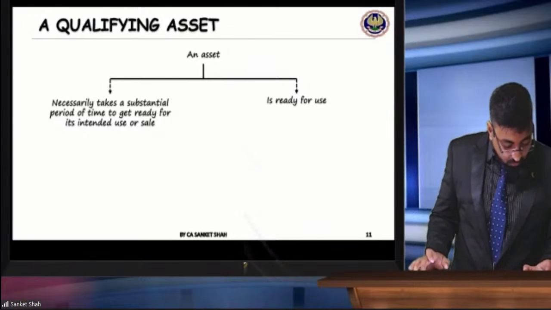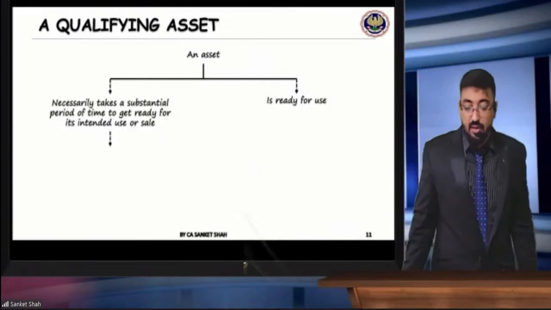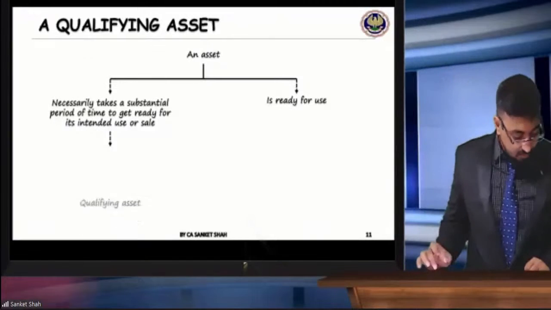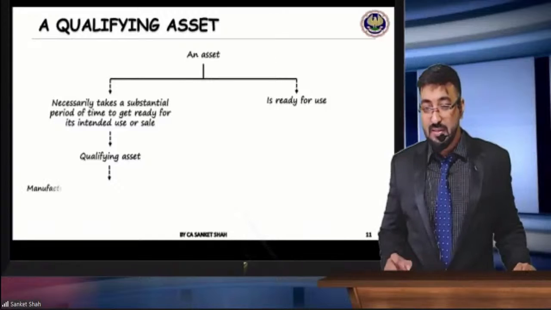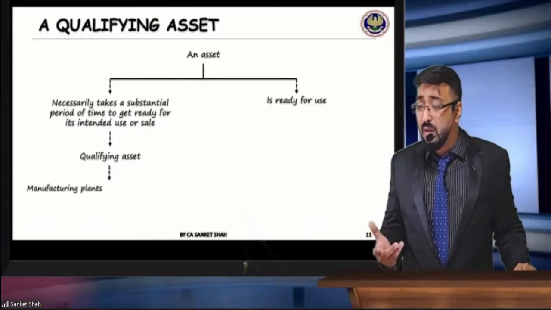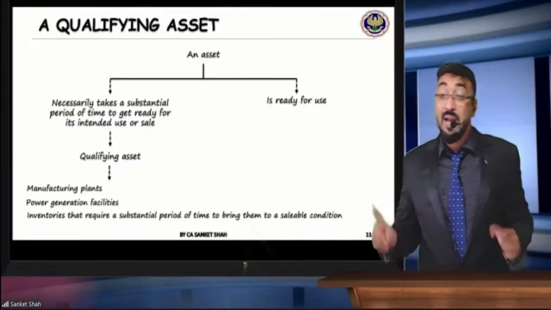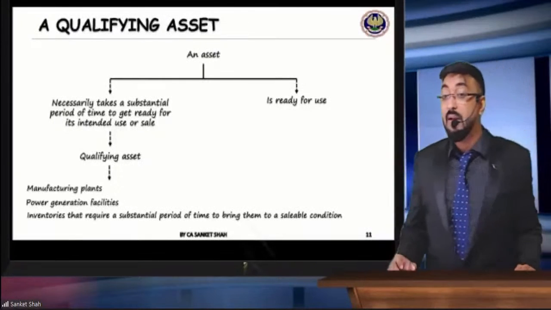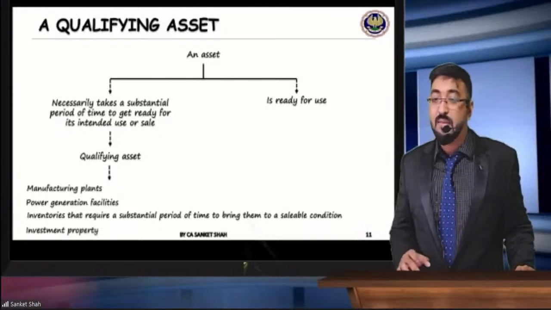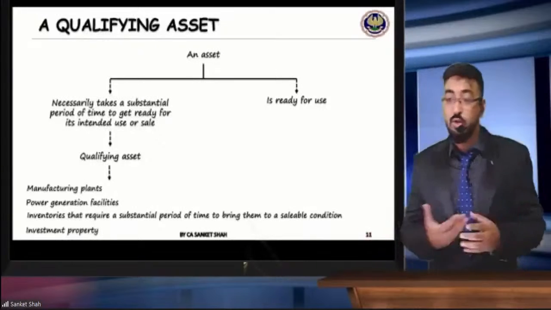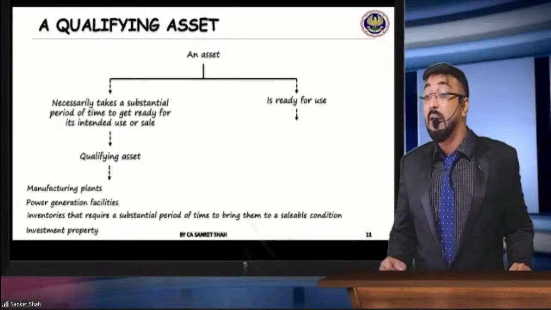Yes, beta Janki, now you are correct. An asset that necessarily takes a substantial time to get ready for its intended use is known as a qualifying asset. Examples of this: manufacturing plants, power generation facilities, and inventory, like that wine example, inventory that requires a substantial time to get ready to be in a sellable condition. So these are some examples. Investment properties also take some time, and in that case that interest will qualify for capitalization.